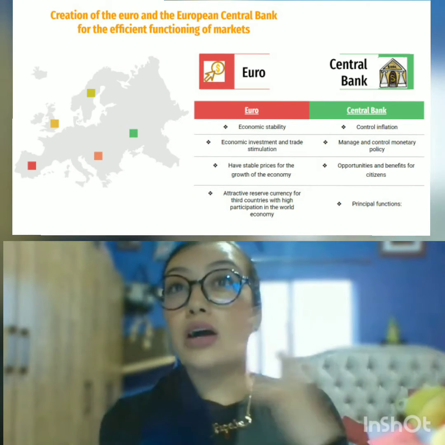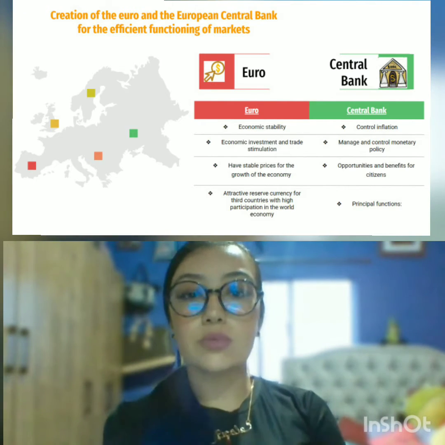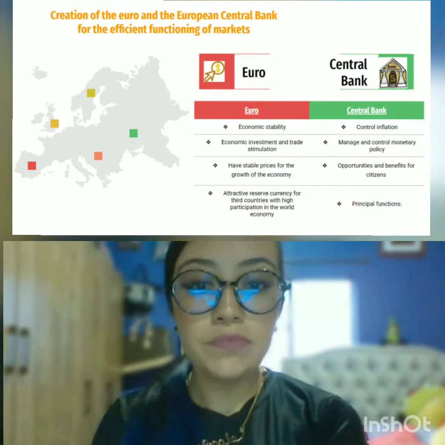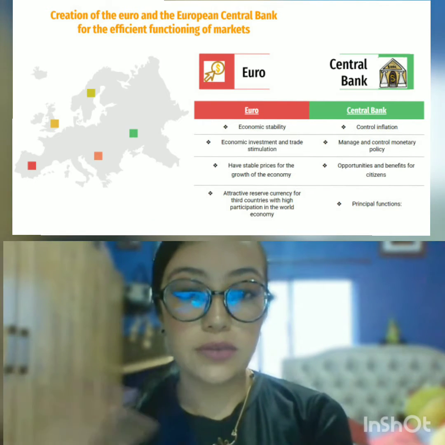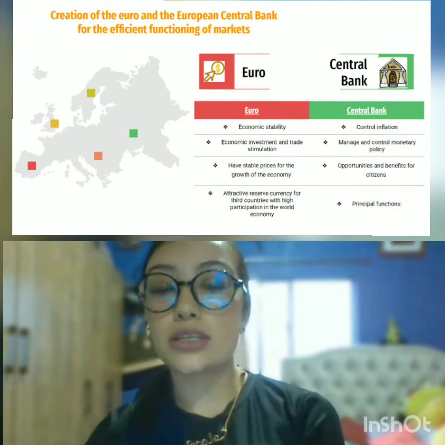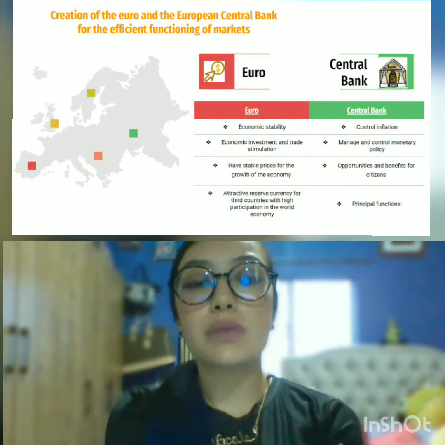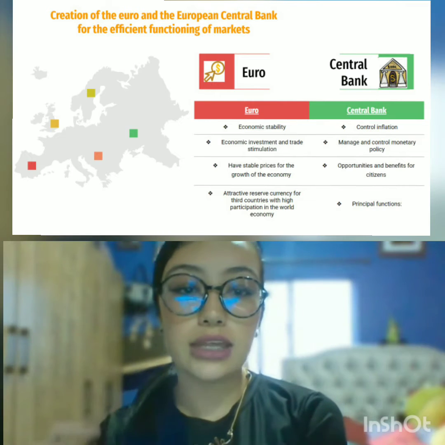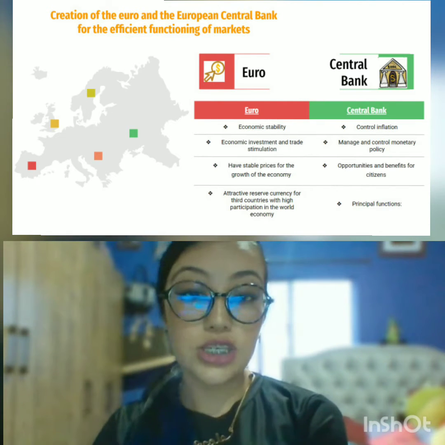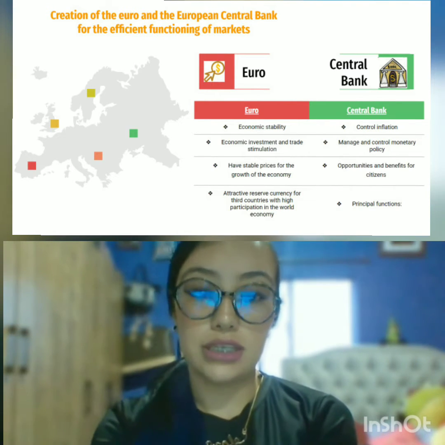Talking about the central bank, the first aspect is controlling inflation. The primary objective of the ECB is to maintain price stability in the euro area, control inflation, and protect the value of the euro. Another aspect of the central bank is the management and control of monetary policy. This aspect talks about the central bank defining and executing the monetary policy of the eurozone, directing foreign exchange operations, and taking care of the international reserves of the European system.